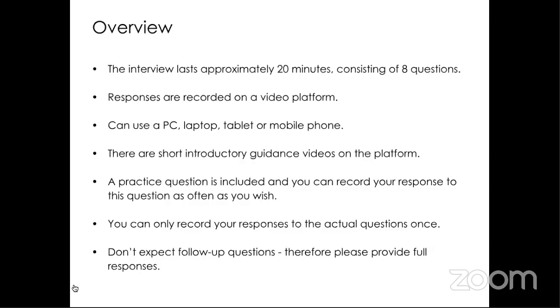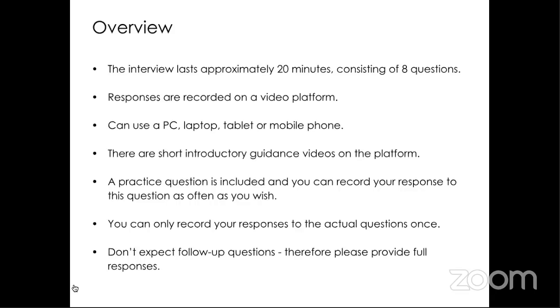There is a short introductory guidance video on the platform just to prepare you before you get started with the real thing, and you'll also be provided with a practice question for you to record your answer to before you get started. And you can record your answer as often as you wish, just to get familiar, to get comfortable, and to really become comfortable before recording the answers to the real questions.